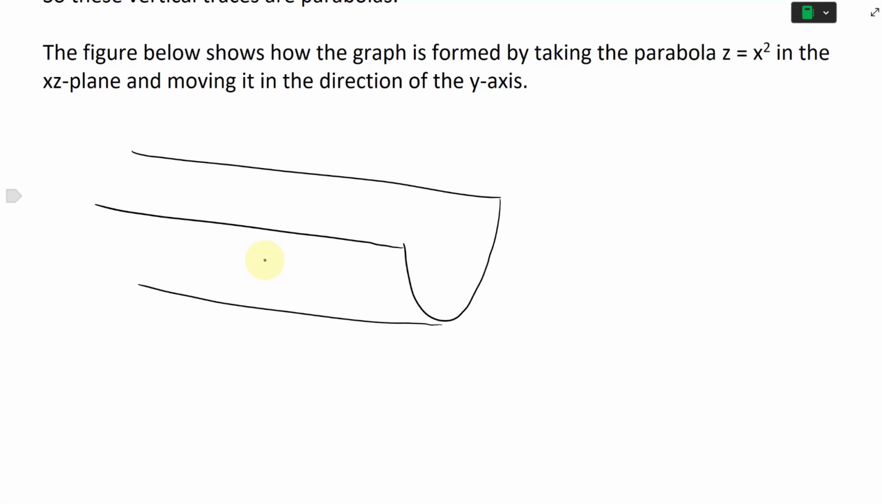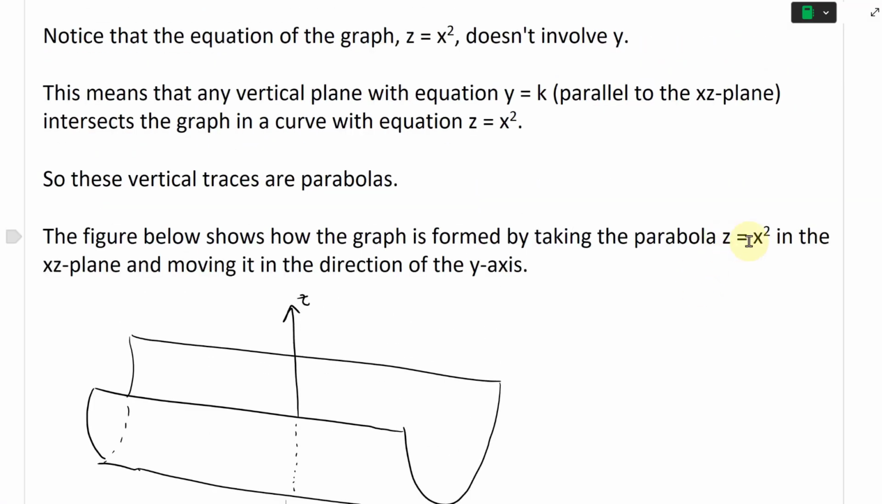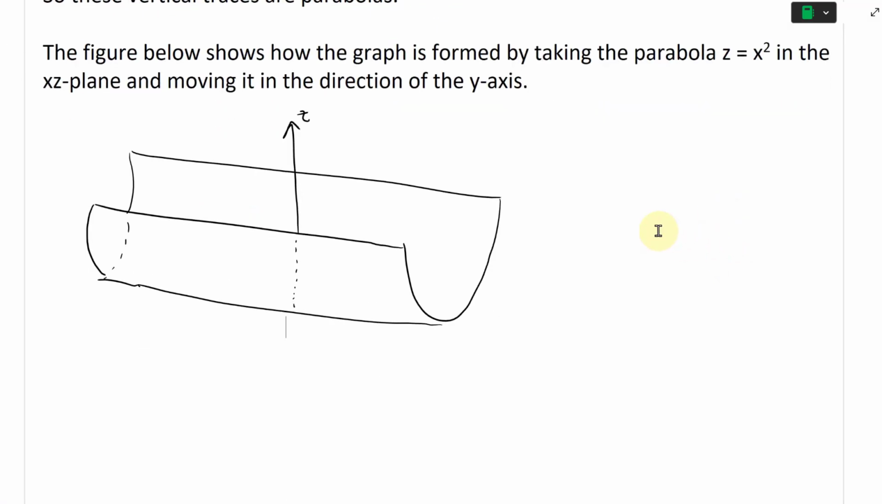So this goes like this, and this goes like that, and this goes here, and just go dash line through it. And then the z-axis is going to be, let's say this is the center, the z-axis, and it goes all the way down here. And it goes all the way here because we have z equals x squared. So when you plug in 0 for x, you're going to have z as 0 as well.